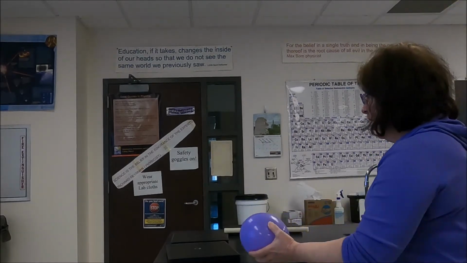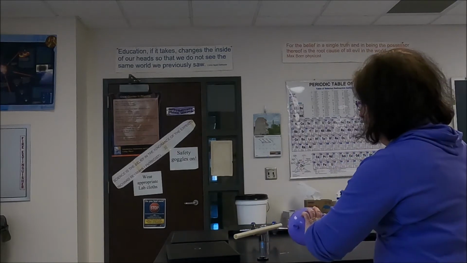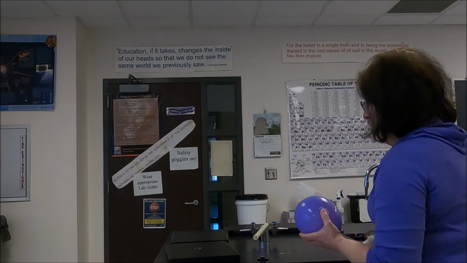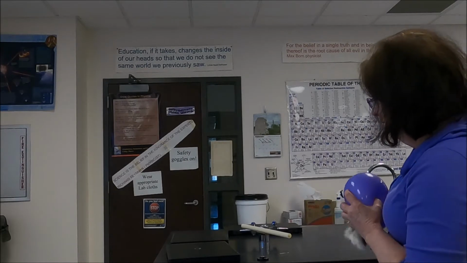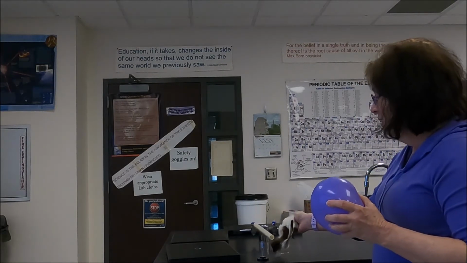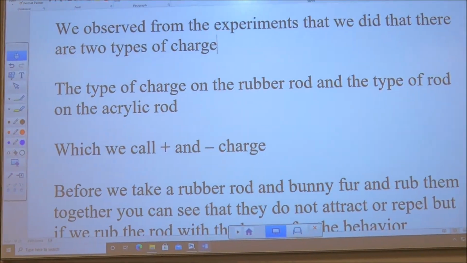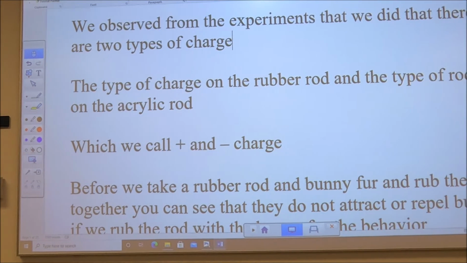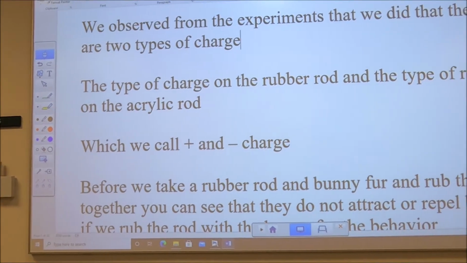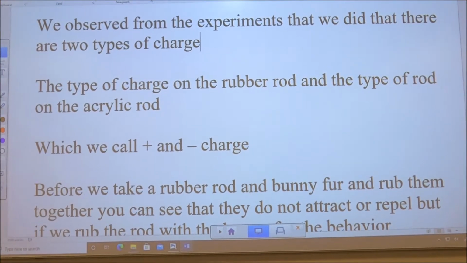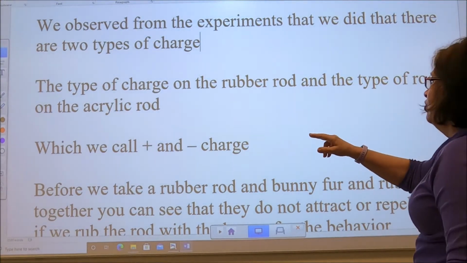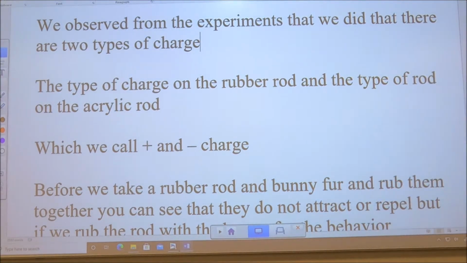So the balloon and the rod must have a like charge. The bunny fur and the rod now have opposite charges. So no matter what we do, we see two charges: charges that attract and charges that repel. We call these charges positive and negative charge.